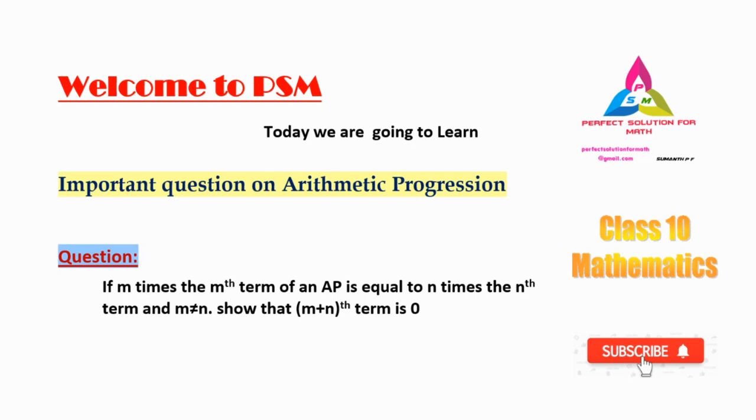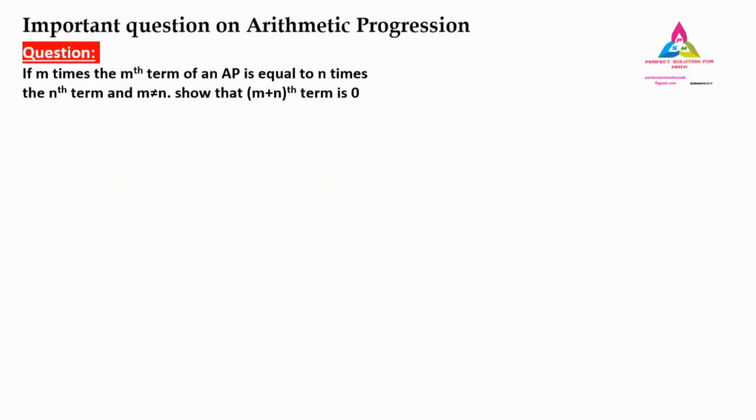Here the statement they have given will confuse you, because they have given m, the mth term, n and the nth term, several things in only one small statement. So let us solve this very easily and see how we can get the final answer. Coming to the question: they have given m times the mth term, and the second one is equal to n times the nth term, which means there are two APs they have given.